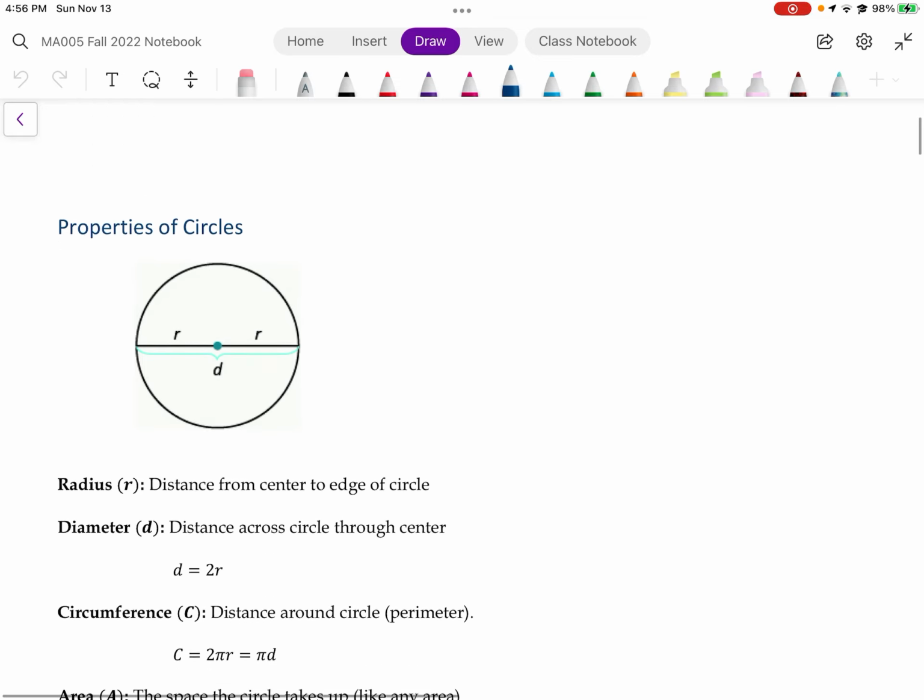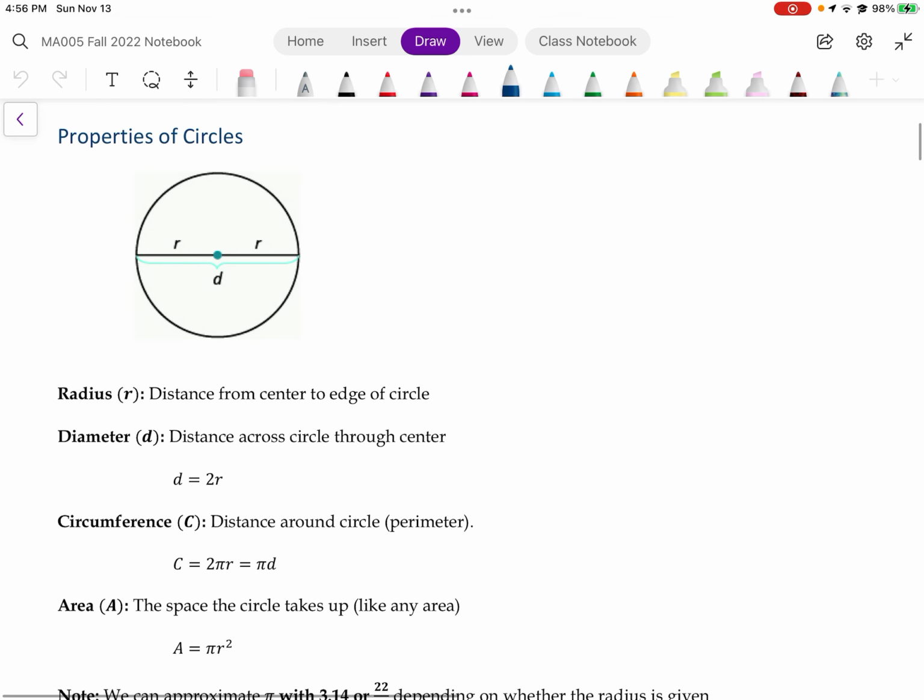So let's start by talking about some properties of circles. This picture shows the radius and the diameter. As you can see, the radius is the distance from the edge of the circle to the center, and it doesn't matter where you draw it. You can draw it anywhere, here, here, here, any of these places. Those are all radii. It's just the distance from the outside to the center. The diameter is twice that. It's the distance from one side to the other through the center.